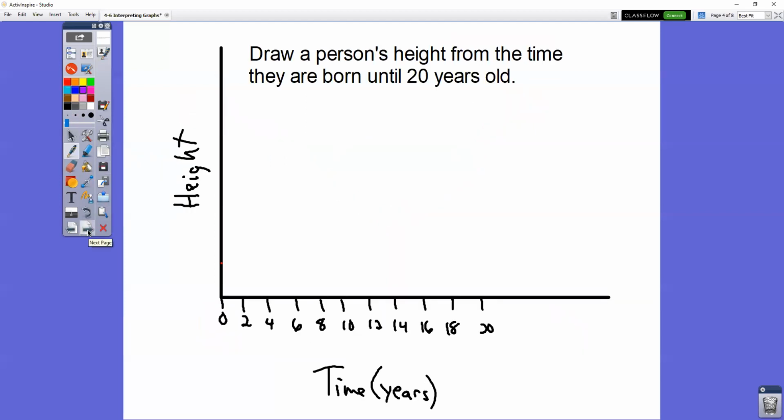Now, take a look at this one. I want you to think at home what this graph would look like. So draw the person's height from the time that they're born until the time that they are about 20 years old. Just on a piece of paper at home right now, just sketch what you think that this would look like, because we're going to go over some possible answers. So notice that we have from the time that they're born until the time that they're 20 years old, what their height would look like. Just think about what that graph would look like for a second.